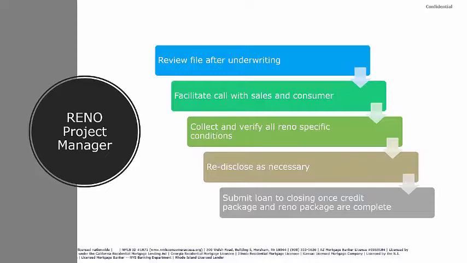They're going to collect and verify all the reno specific conditions. They're 100% responsible for that. They will also redisclose the loan as necessary. And reno loans get disclosed lots of times in the process because things keep changing. Okay. And then once they have the credit package together from your processor and all those credit conditions are checked off and their reno conditions are checked off, they submit it back to the underwriter for clear to close, and then they submit the package to closing, which we also do in-house, so the loan then closes.